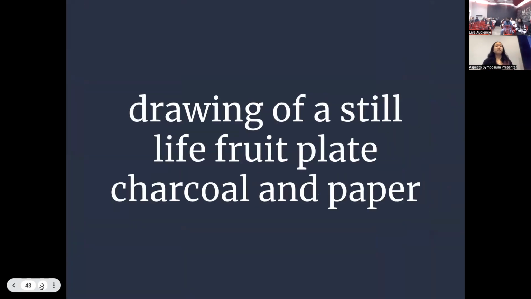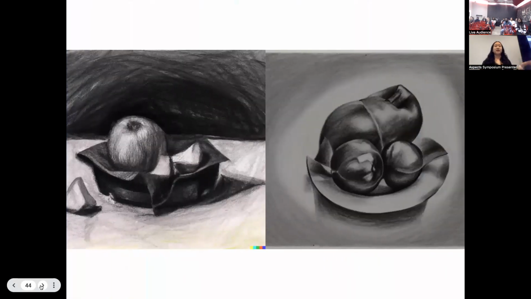And then one more, a drawing of a still life fruit plate, charcoal, and paper. I think this is maybe a project that a lot of us have done in school. So maybe think about when you were taking a visual arts class, what you made, and then here's a side-by-side. If you were thinking more on the right, and then if you're thinking more on the left. Now, these are, I think, the most similar out of all three, but still, all of them are different images.